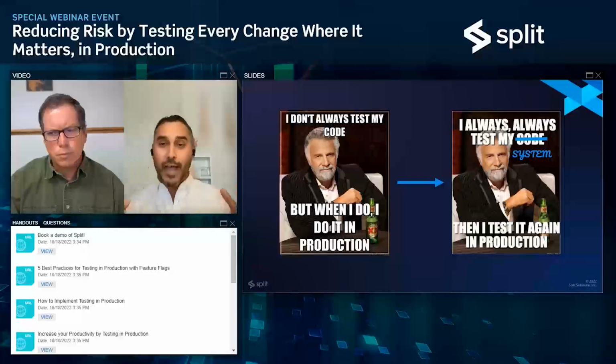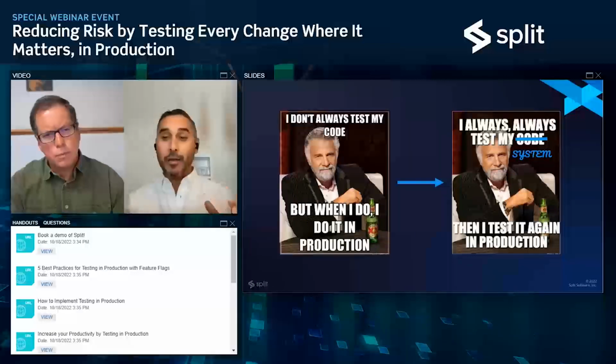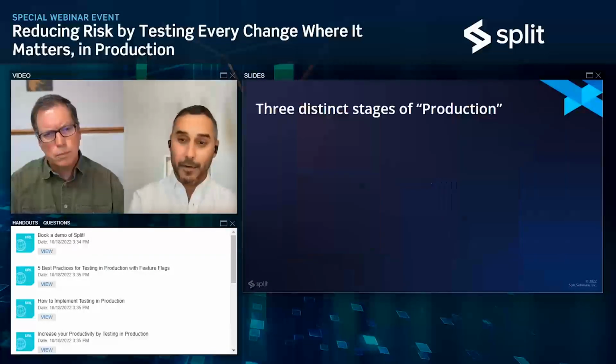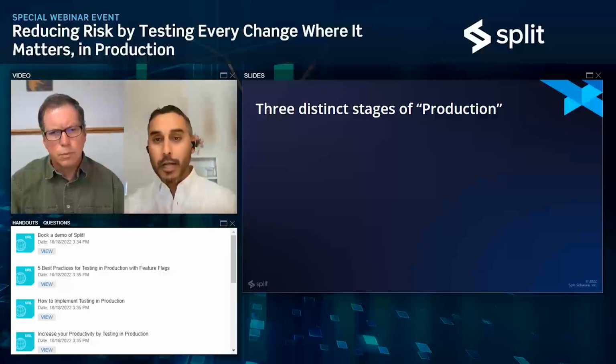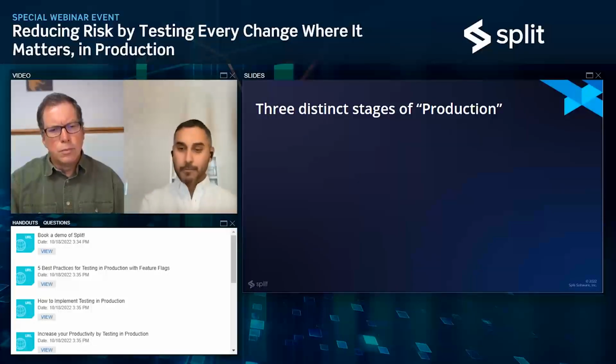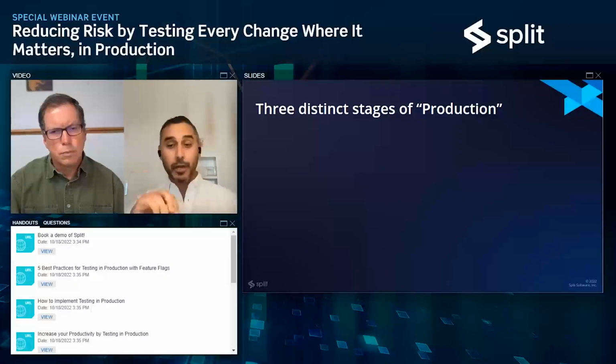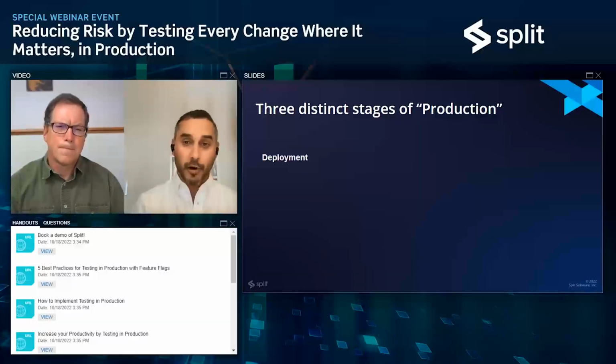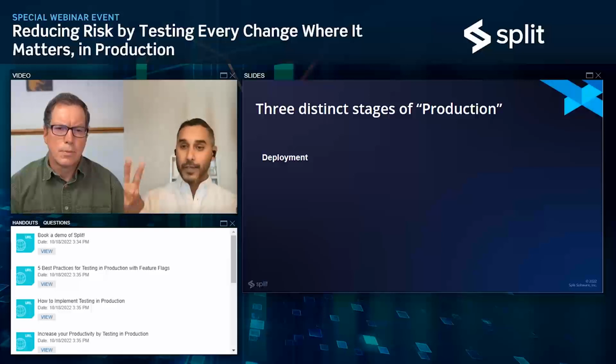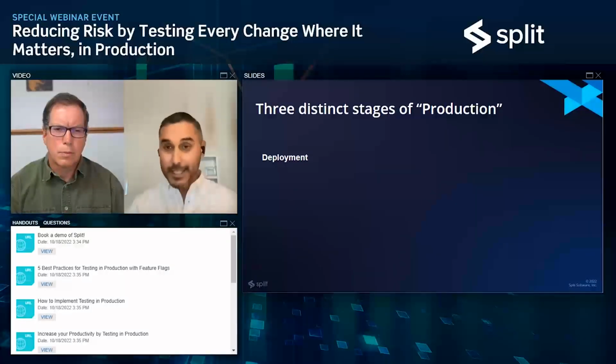So the fact that it's the first time we'll ever see these behaviors occur in production is why we have to get really good at practicing testing in production. Production has three distinct stages, and we'll break those down, especially when it comes to releasing features and putting features in production. The first part is the deployment, the actual physical act of taking your code and putting it into the production environment. Installation, right? Putting your code in prod.